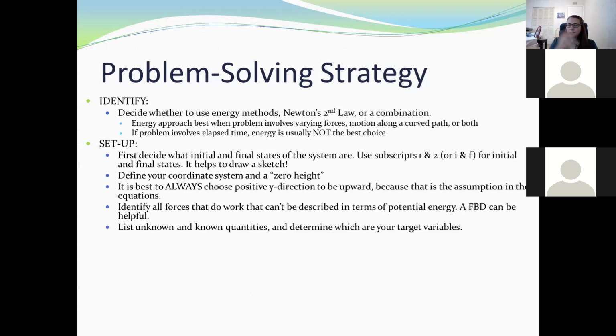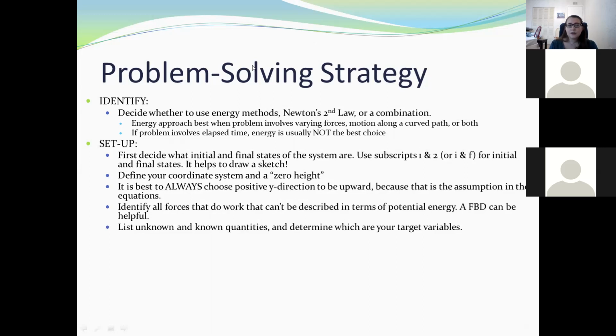Previously, when we were doing Newton's laws, we said that you can choose down to be positive if you want to, and up to be negative. But in these cases, when we're dealing with energy, it's best to always choose the positive y direction to be up, because that's the assumption that all of our equations are based on. If you choose down to be positive, then you'll have to rederive your equations, and ain't nobody got time for that on a test.